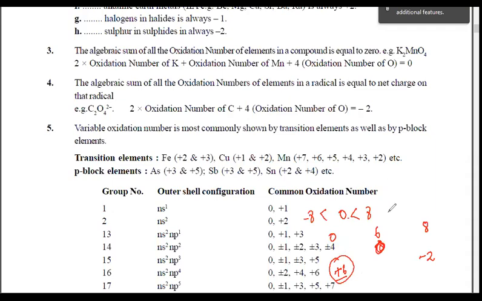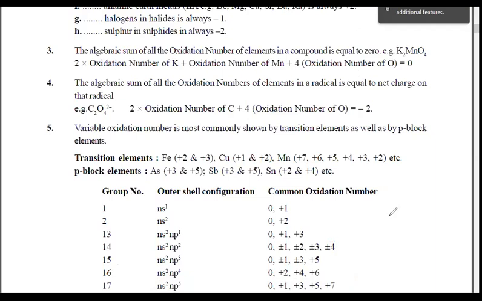For example, take sulfur. I hope you can relate. Sulfur's oxidation number varies from -2 to +6, right everyone? Yes or no? Yes. So sulfur belongs to the 16th group. It can show 0, -2, +4 and +6. Agree? Yes or no? Now you are getting it, right?